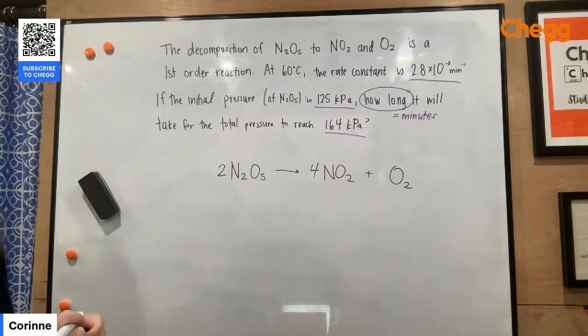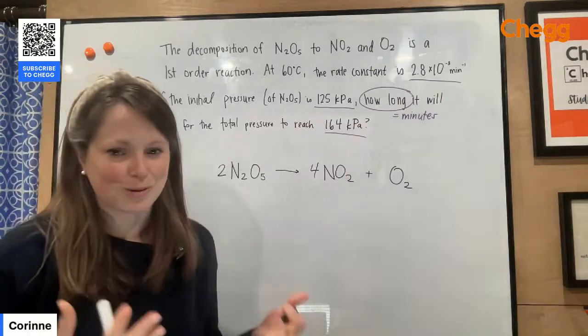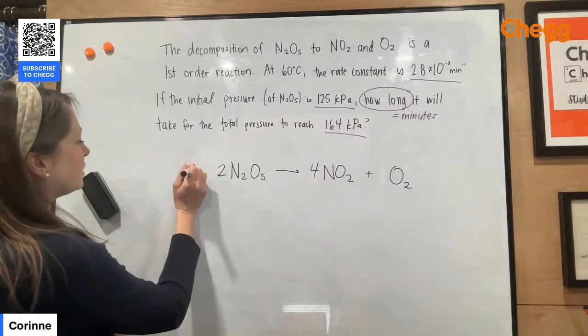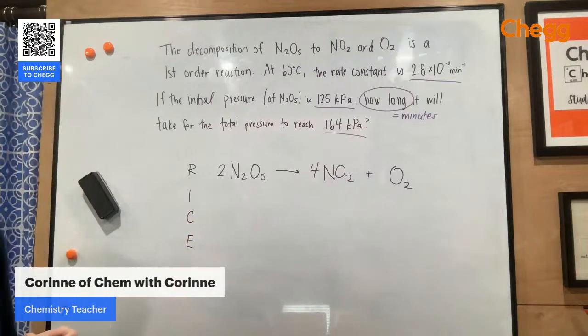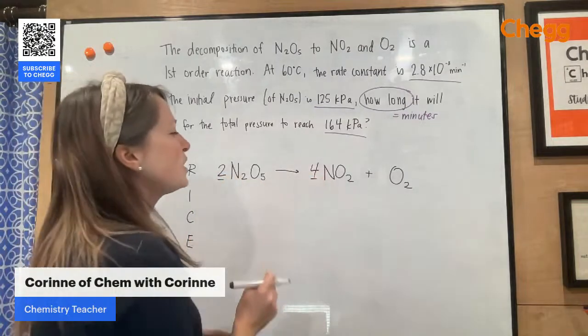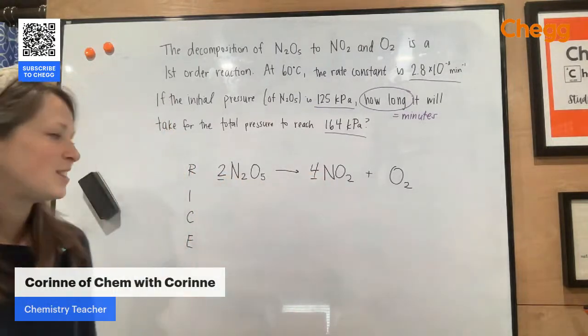How am I even going to figure out the total time? I need to use a RICE table. So here's my reaction. I am going to be writing out the equilibrium expression using this RICE table. We don't have an easy 1-to-1 ratio, so it does help to actually take the time to do this.